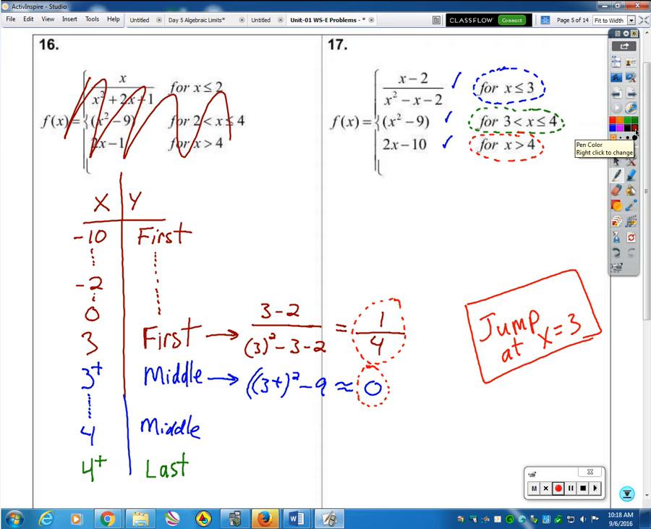Ellie, this piecewise function has 3 different parts. Therefore, it could have a maximum of 2 jumps. If there are only 2 parts to this piecewise function, maximum of 1 jump. Does that make sense? Good question. Anybody else? 3 for Ellie, that was very good. We need to check for the other jump. So we just plug it in. So check 4.